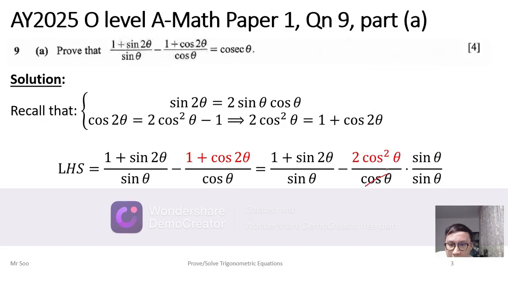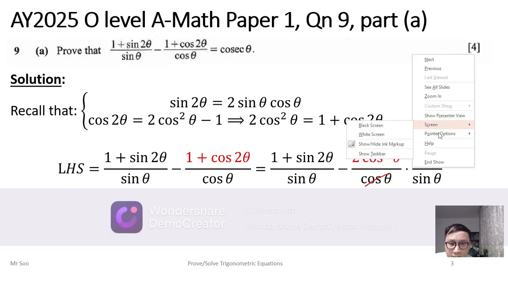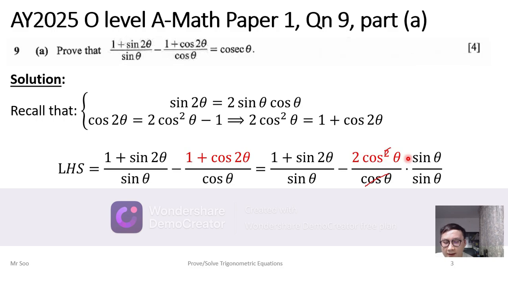This one and this one will cancel, right? So you have 2 cosine theta left, then times sine theta over sine theta. So now both rational terms have a common denominator, that is sine theta. Our numerator will be 1 plus sine 2 theta minus 2 sine theta cos theta.